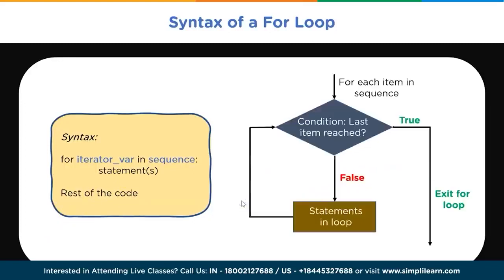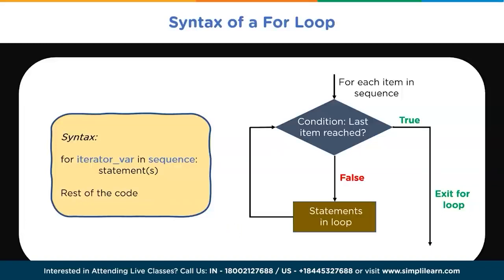And here on the right you can see the flowchart of a for loop. So you have for each item in sequence, then we check the condition. If you have reached the last item, if that is true, you exit out of the loop. But if it is false, you keep on executing the statements that are present inside the for loop. This will continue until you have reached the last item in your sequence. Okay. Now let's head over to our Jupyter notebook where we'll see for loop in detail and we'll explore a lot of code examples.